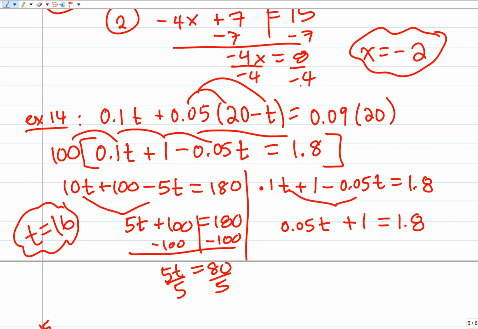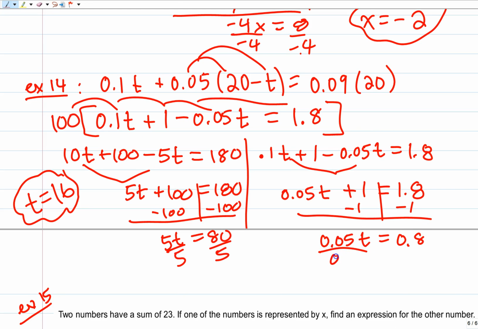Now I would do inverse operations. Undoing the adding, I would what? And last but not least, to undo the multiplying, I would. And what is 0.8 divided by 0.05? It's the same answer.